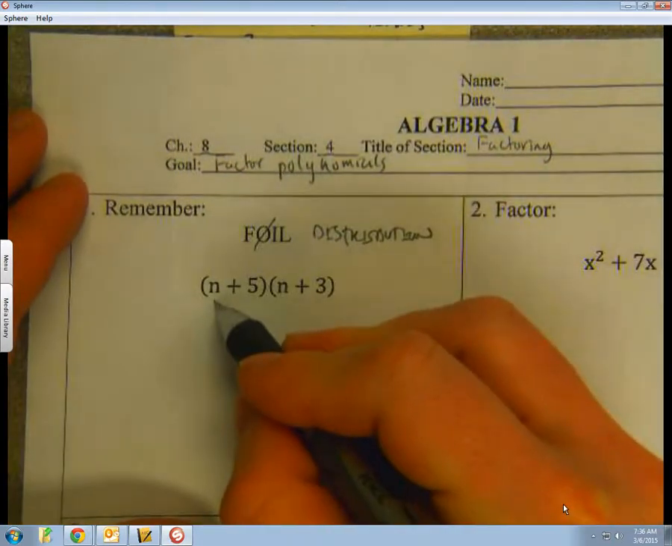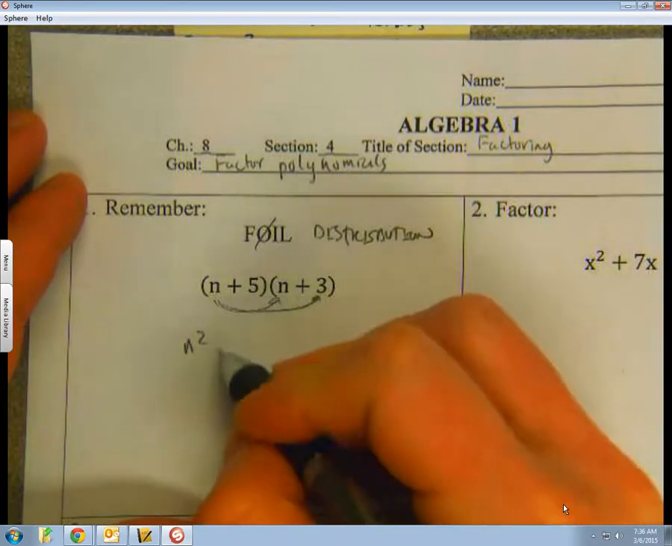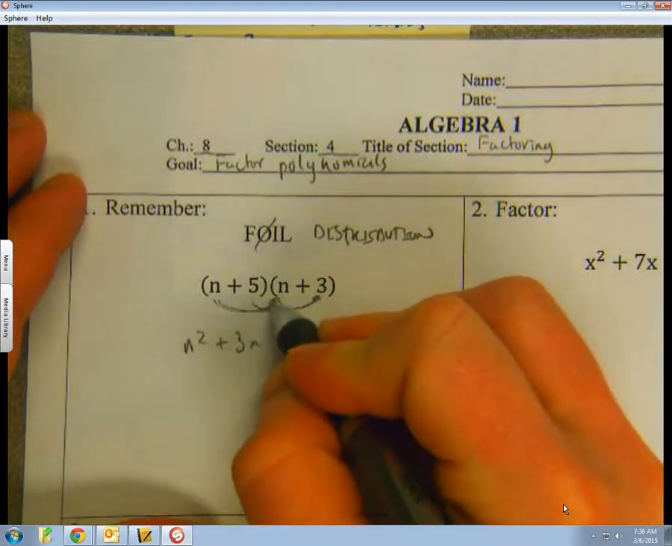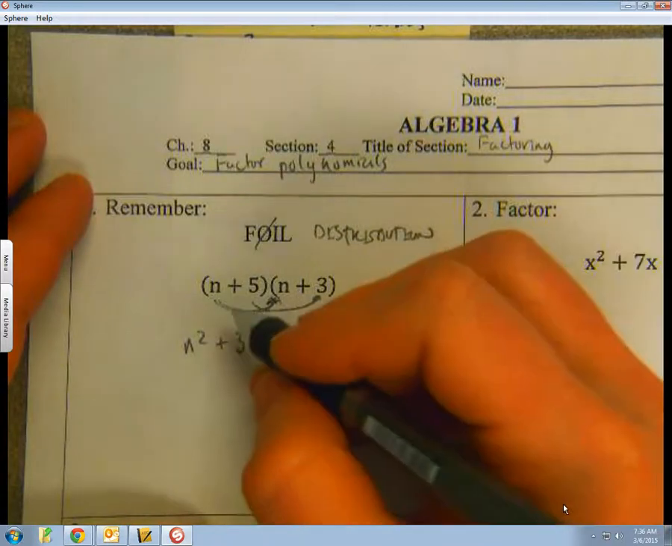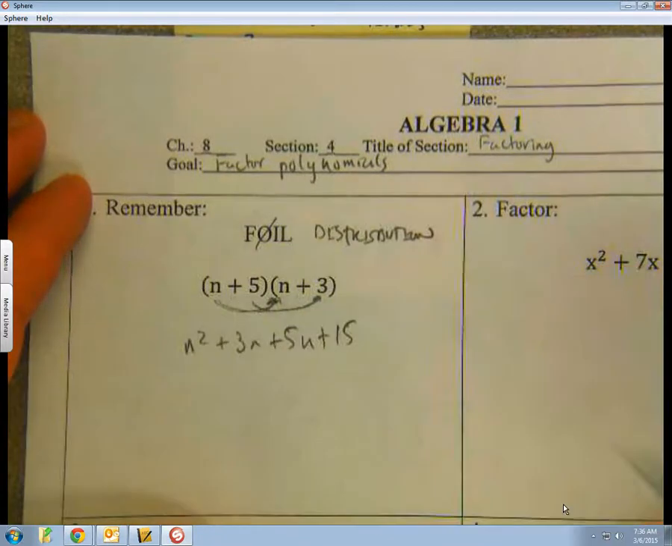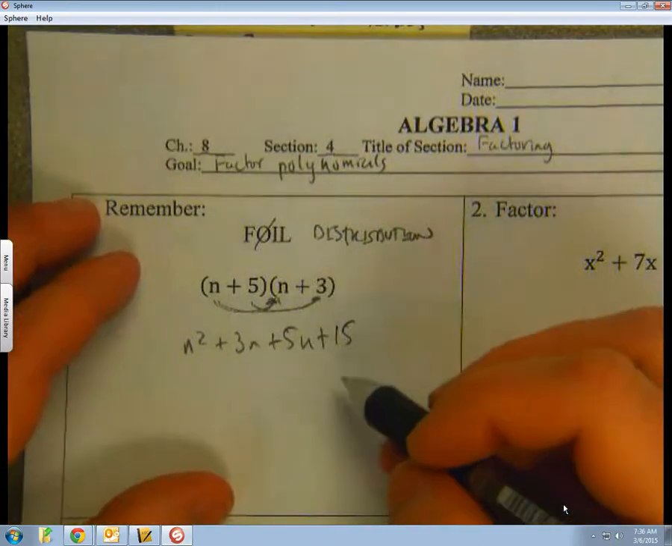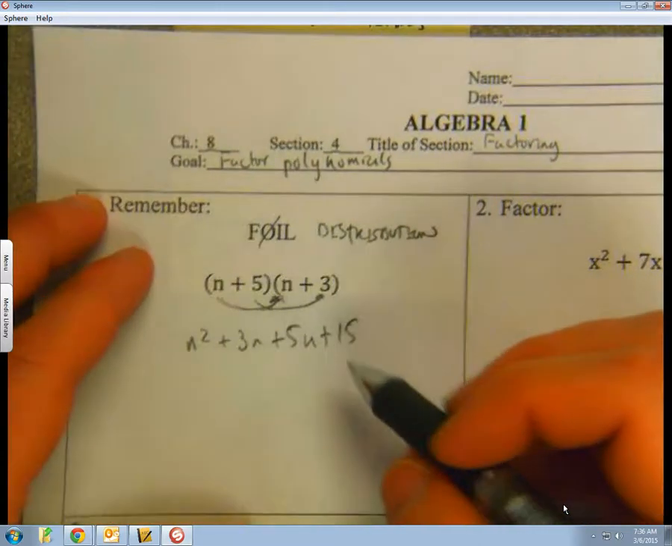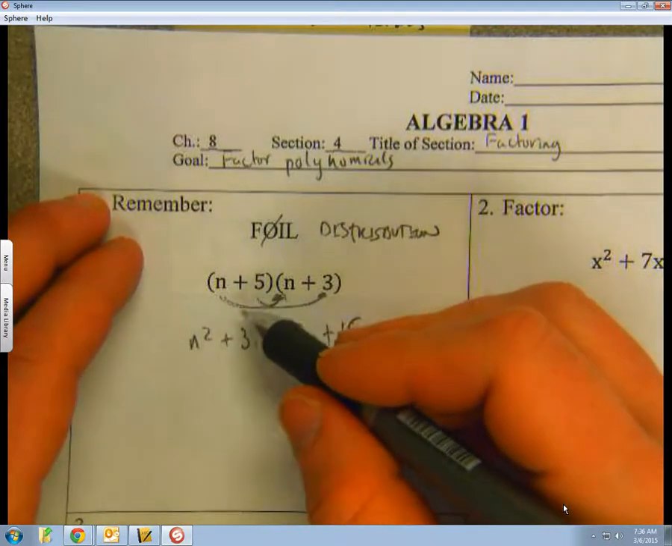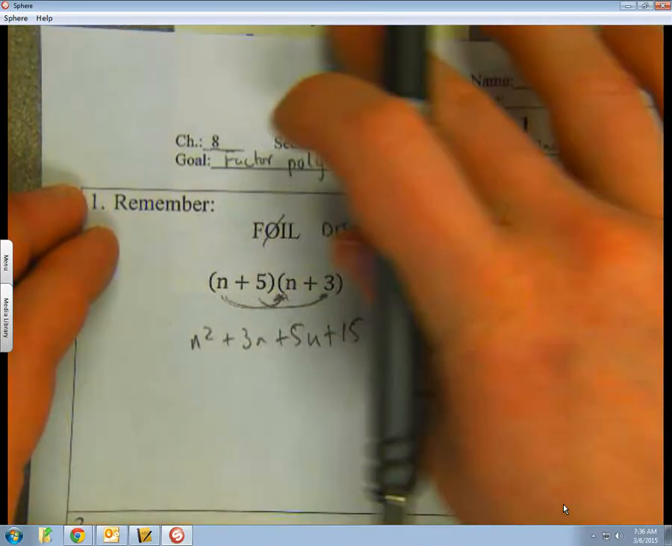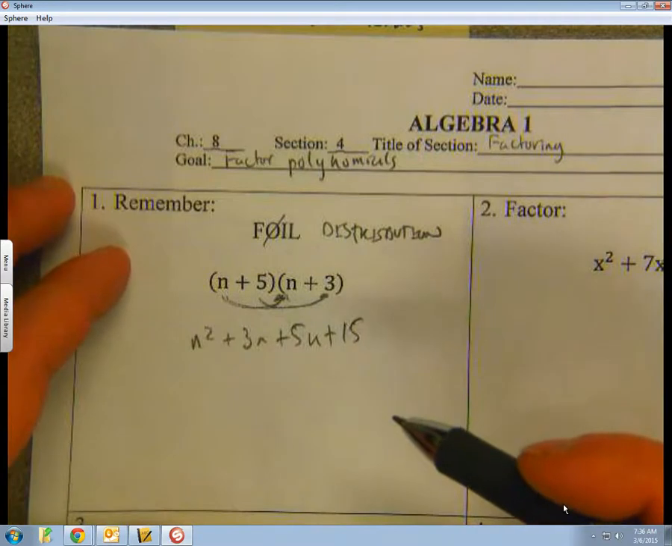So n times n is n squared, n times 3 is 3n, 5 times n is 5n, and 5 times 3 is 15. Okay, so that's what we've done in the past. So now we are going to go from here back to there. There's hundreds of ways to teach this. This is what works for me, so I will show you.